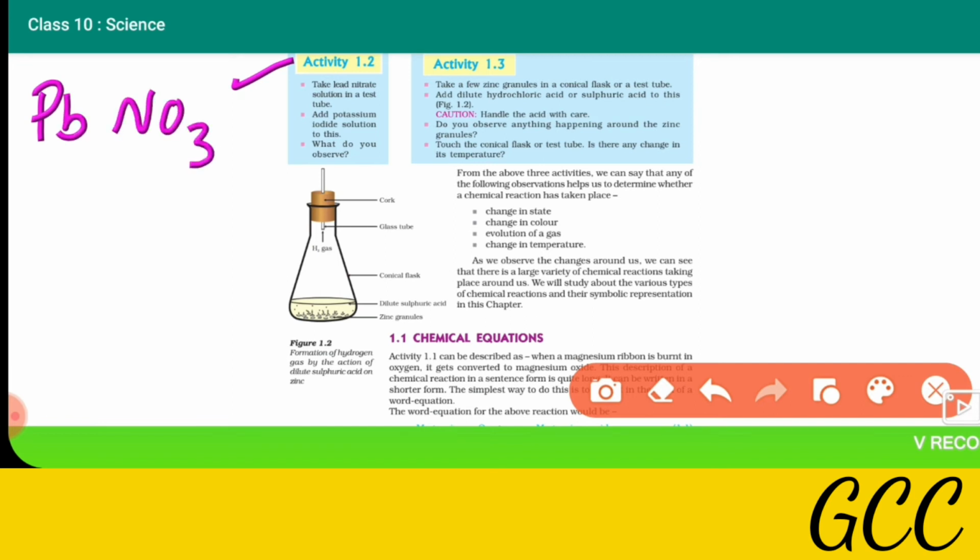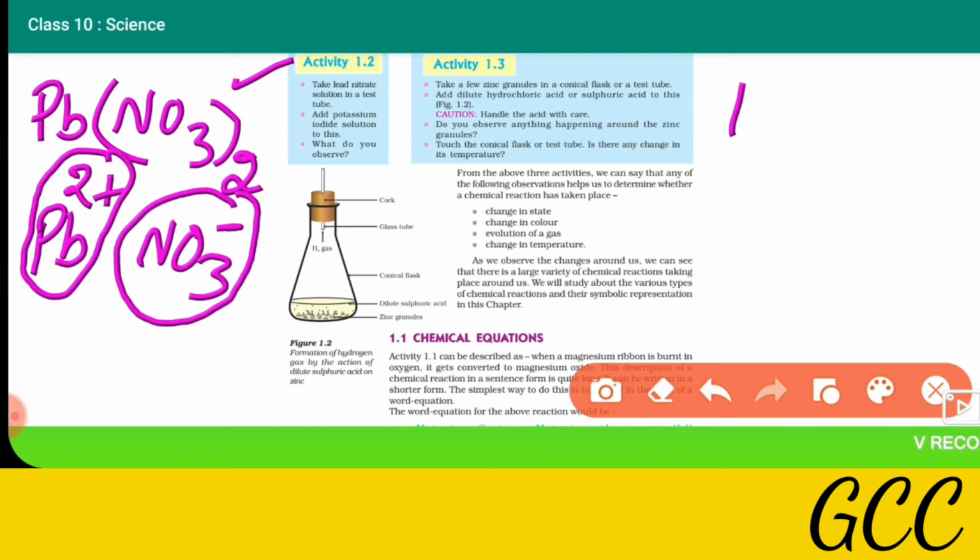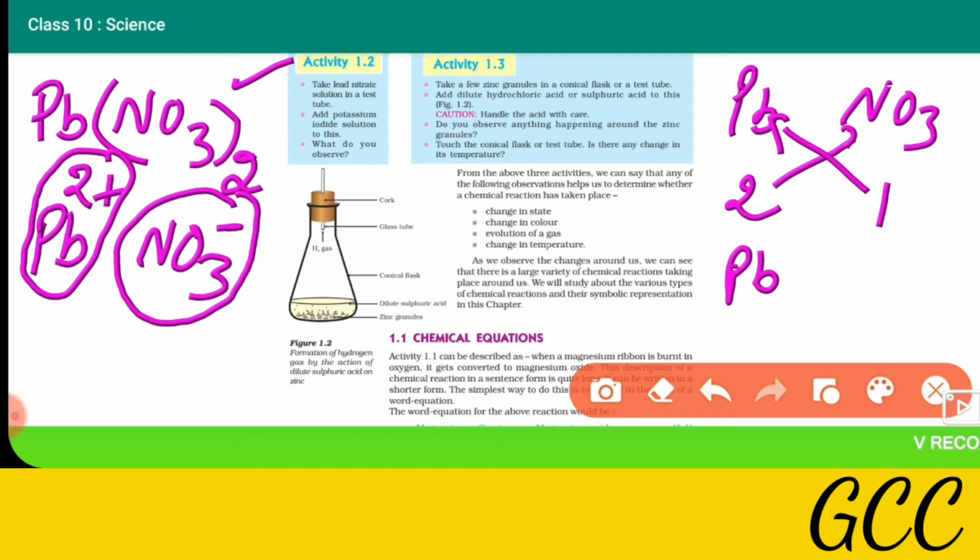Now this is the formula of lead nitrate. Might be you are surprised how this formula has become. Actually, the symbol of lead is Pb, and NO3 is negative. Pb is a 2 positive ion, and this is the NO3 negative ion. So when we are writing the valencies, Pb valency is 2, NO3 valency is 1. So it is going to give Pb(NO3)2. This way only lead nitrate has been formed.